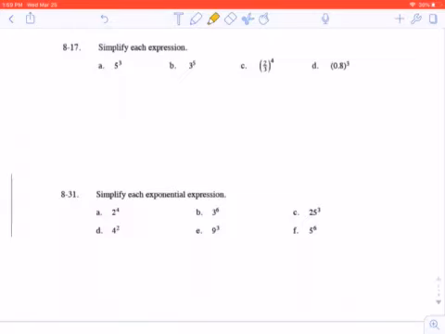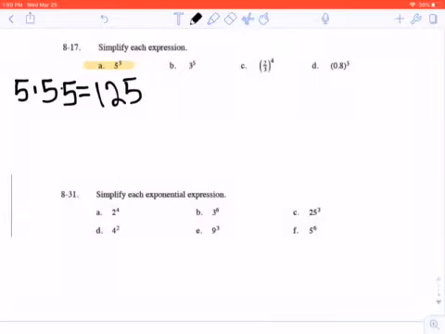So 8.1.7 is the first question we're going to look at, and the first question is 5 to the third power. So what does that mean? It means I have 5 times 5 times 5. And I know what that is. It's 125. I didn't need to use the calculator. The second one, 3 to the fifth, that's a little bit more difficult to figure out.